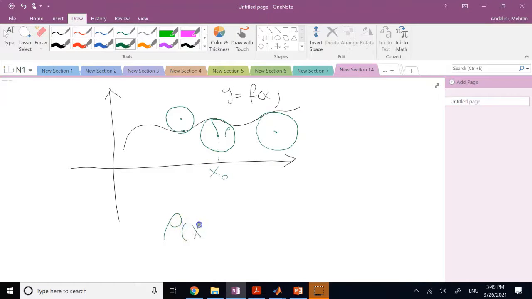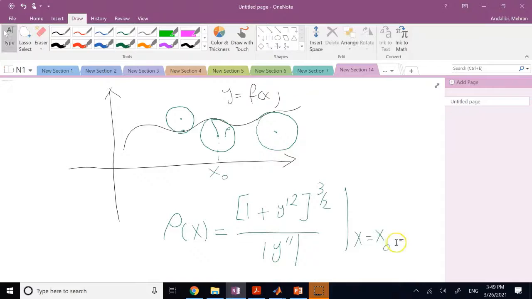And I said at any point x naught, rho of x is defined as 1 plus y prime squared, the whole thing to the 3/2, divided by the magnitude of y double prime. This whole thing calculated at x equal x naught. This is the definition of radius of curvature that you should have learned in calculus, but I think you didn't. And you're going to need this when you go to dynamics. So you better know it. And for projects, I ask you to calculate this.